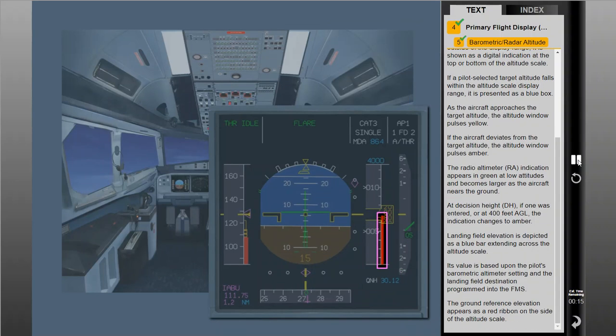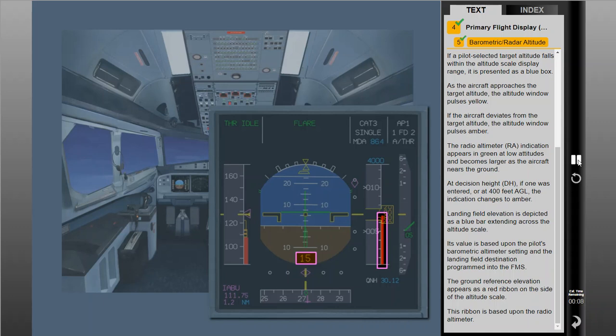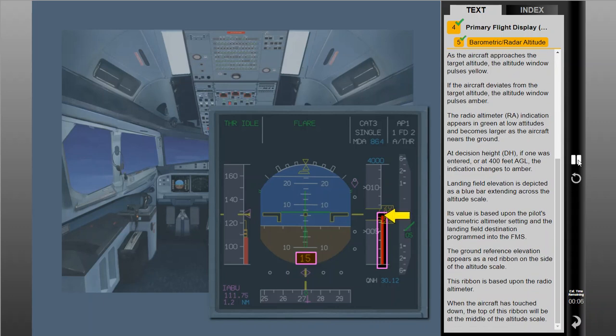The ground reference elevation appears as a red ribbon on the side of the altitude scale. This ribbon is based upon the radio altimeter. When the aircraft has touched down, the top of this ribbon will be at the middle of the altitude scale.